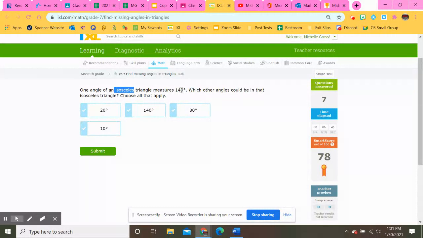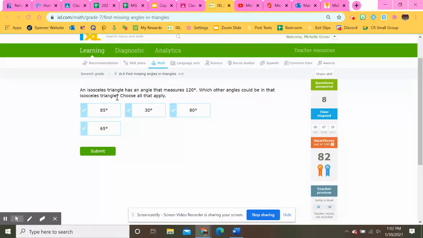The 140-degree angle is the angle that is not going to be like the others. The other two are going to be the same exact size. So we're going to do 180 minus 140, and that's 40. And remember, the other two have to be the exact same size, and they have to add up to 40 degrees. So the only option here is 20. 20 and 20 make 40. You couldn't do 30 and 10 because then it wouldn't be isosceles. Remember, isosceles means two angles have to be the same size. So the only option here could be 20, 20, and 140.